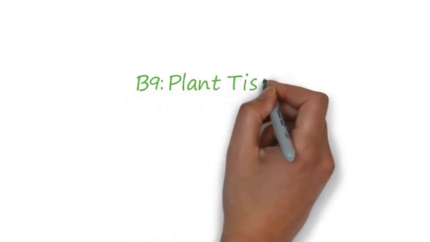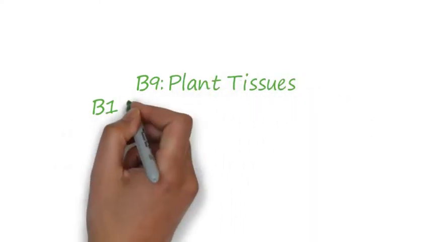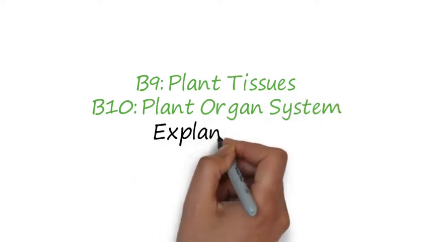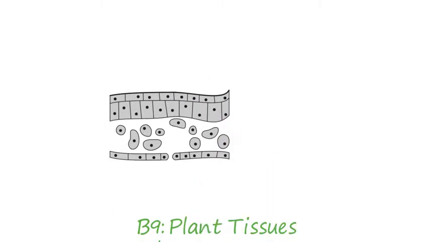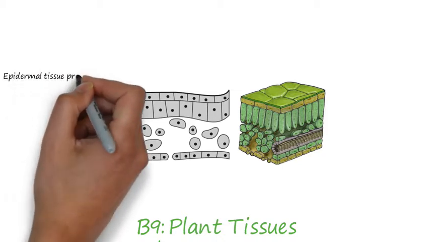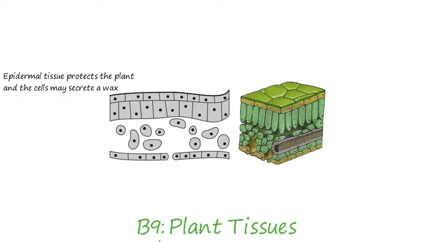As with animals, plants have tissues, organs and organ systems. Cells in plants are specialised and come together to form tissues. Epidermal tissue covers the plant. It has the role of protecting the plant, and the cells making up this tissue may even secrete a wax to form a waxy, waterproof layer.